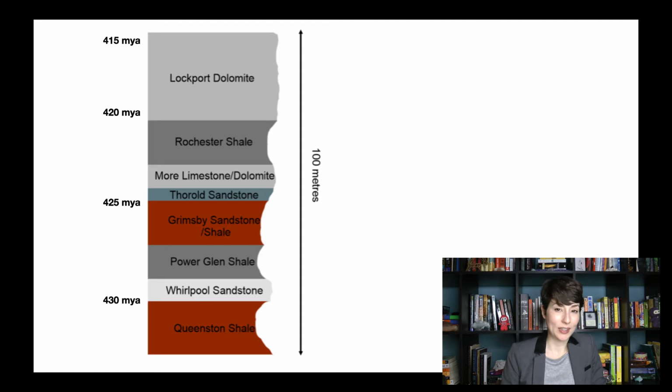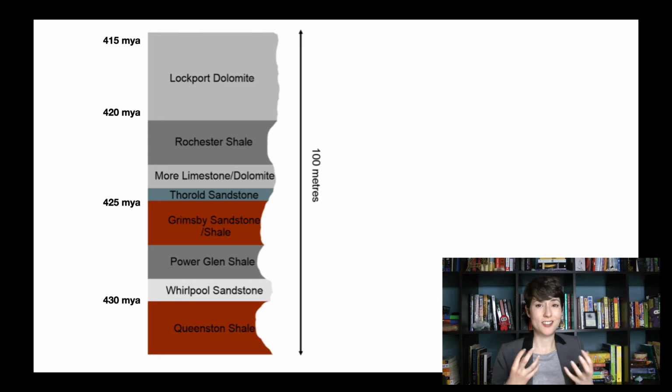Now, here are the most important layers that we're going to be able to spot on any walk around the Niagara Escarpment. The top portion of the escarpment is made of a really sturdy dolomite, limestone and dolomite, called Lockport dolomite. It's about 415 to 420 million years old. Immediately below that blocky brick-like dolomite, we have a darker layer of shale.